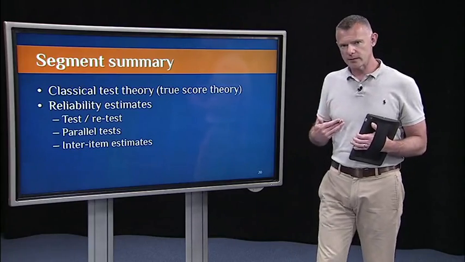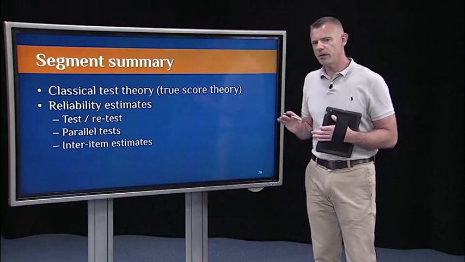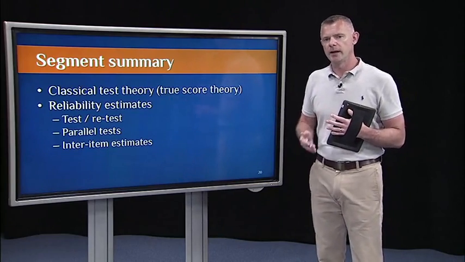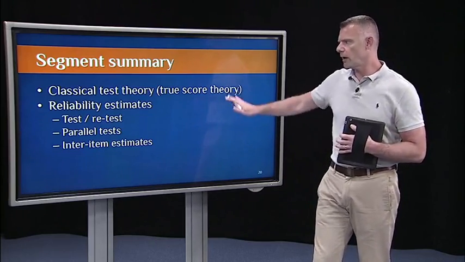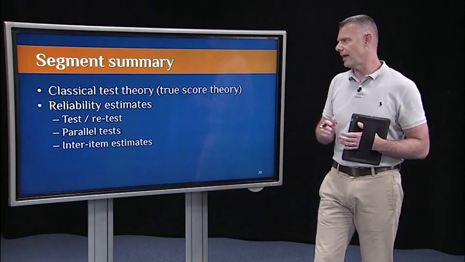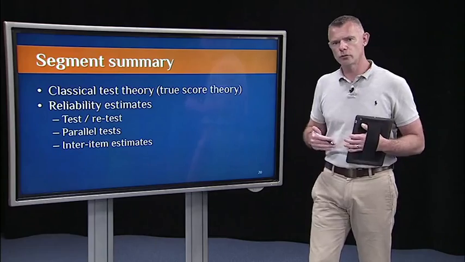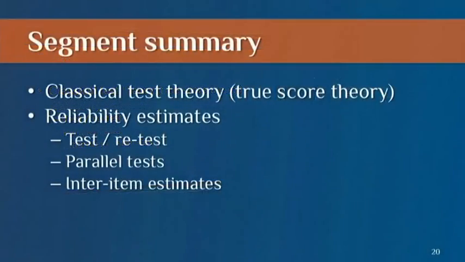So to summarize this first segment on measurement issues, the main topic here is reliability. And I introduced reliability by giving a quick overview of this very broad theory in psychometrics called classical test theory or true score theory. And then we talked about three ways to get reliability estimates: test-retests, parallel tests, and inter-item estimates.